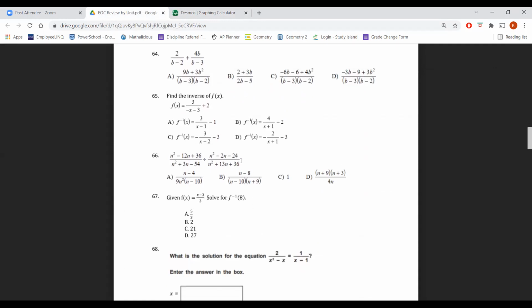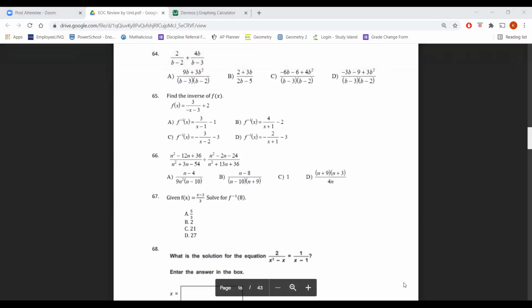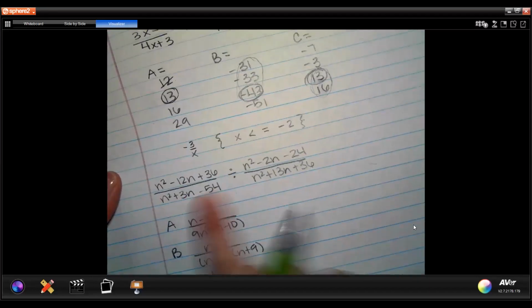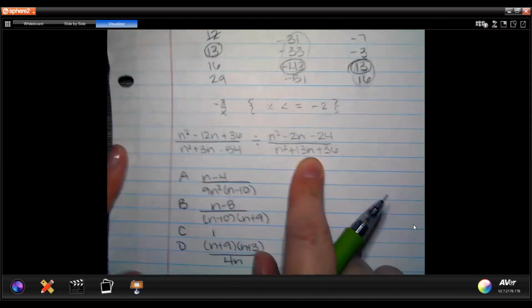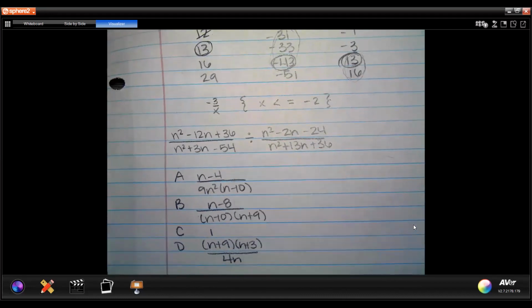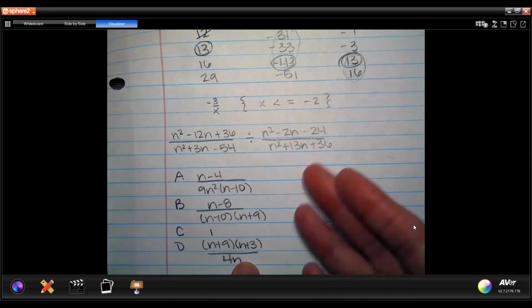These are not as straightforward to plug in, so I did want to show you this. Okay, so this problem, when you look at it, you have a fraction divided by a fraction, but Desmos doesn't let you plug in this type of division symbol. Desmos only lets you type in division as fractions. So when you type this one in, it says which expression is equivalent.